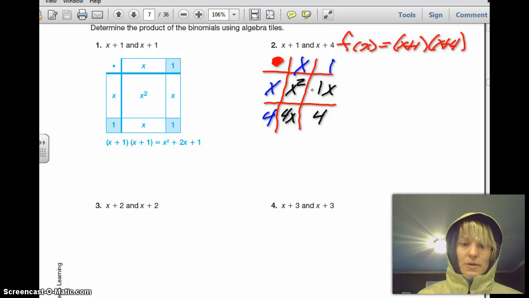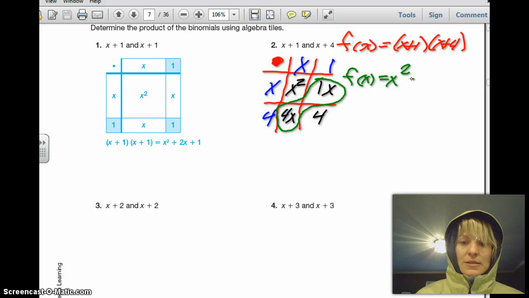I noticed that these both just have x, so these are like terms. So these I'll be able to combine. When I'm writing my answer here, we have f of x is x squared. You always write the highest exponent first. I combine 4x and 1x. That tells me I have 5 of them, 5 x's. And then we have one constant, 4.